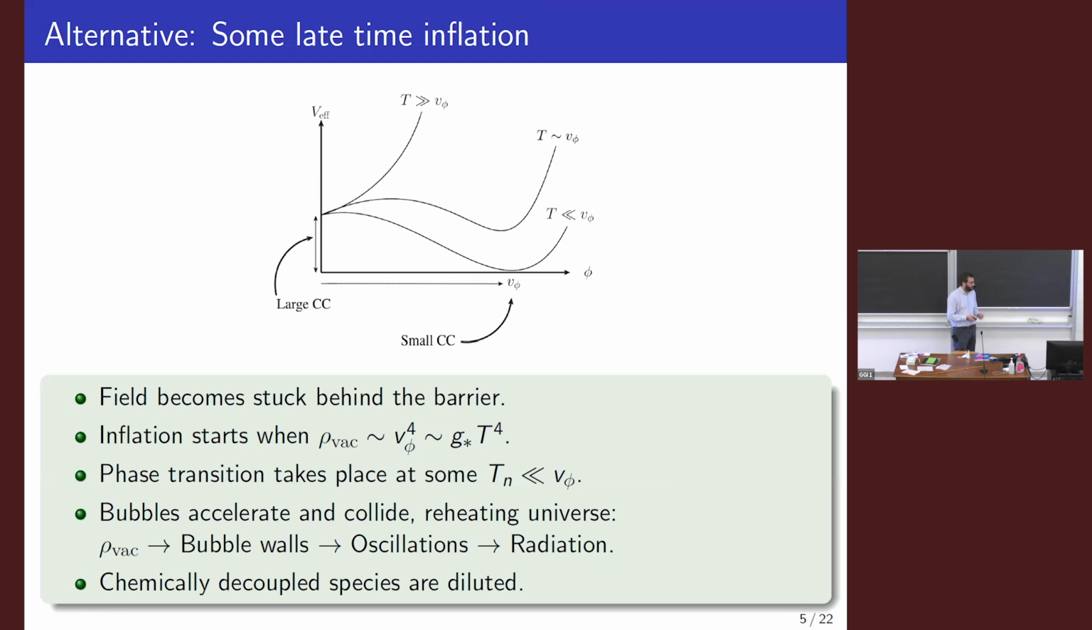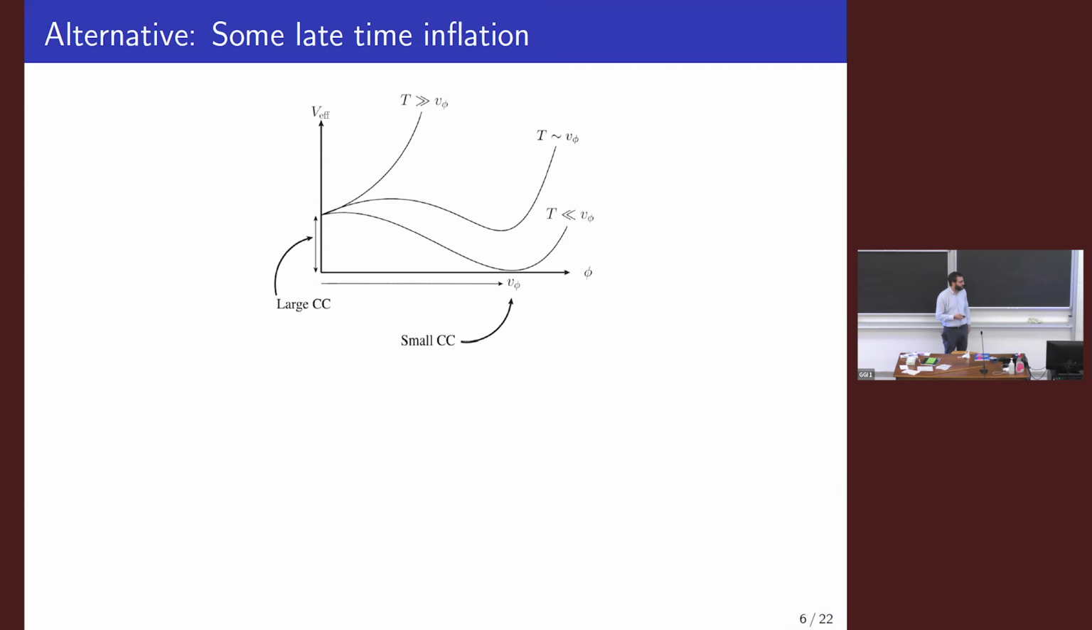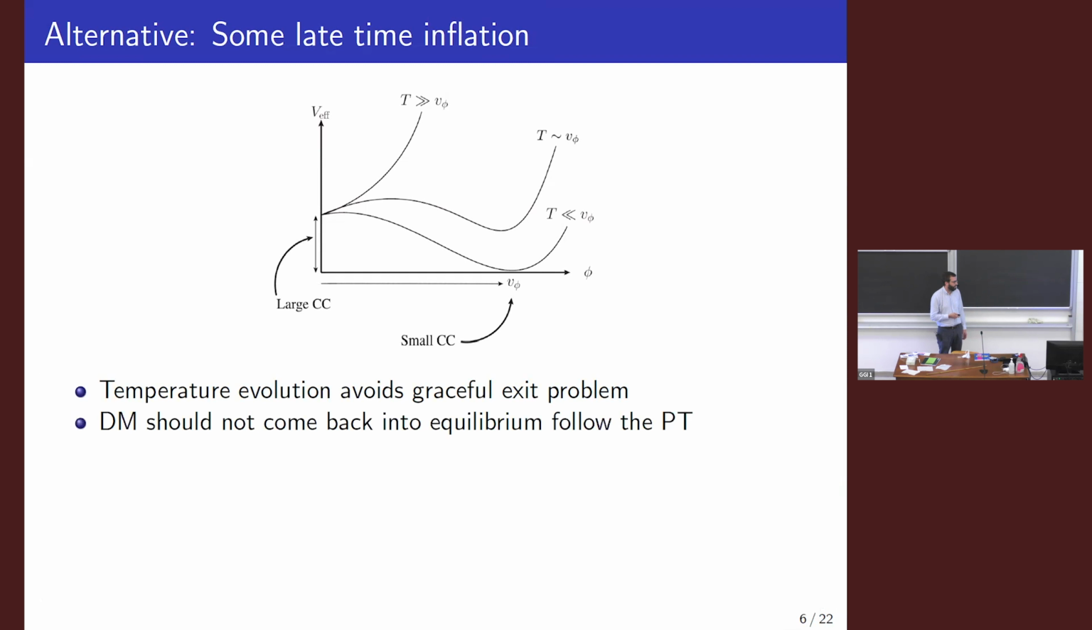reheating the universe. And chemically decoupled species from before the phase transition, if they don't reach chemical equilibrium afterwards, will be diluted by this process. So, first of all, the temperature evolution is important to avoid getting stuck here in the false vacuum forever. And as we mentioned before, if we want a new mechanism here, not just standard freeze out, we need the dark matter not to come back into equilibrium following the phase transition. And it depends on the model, but if this field here is oscillating a long time about this minimum before decaying, you'll also have a matter-dominated epoch following the phase transition.